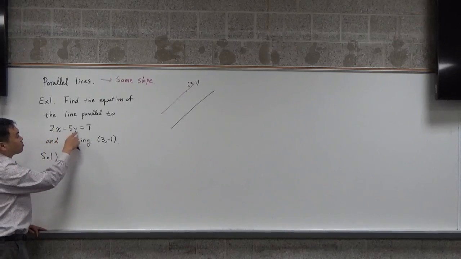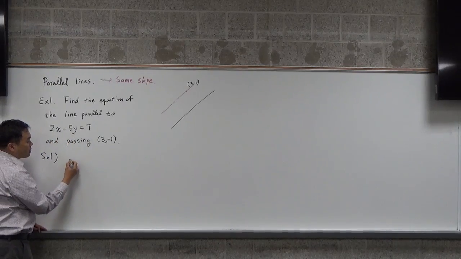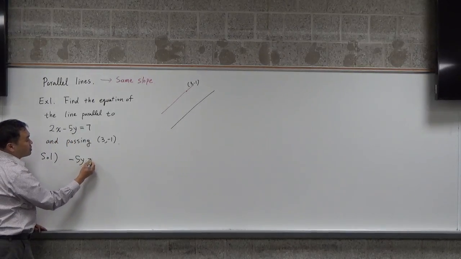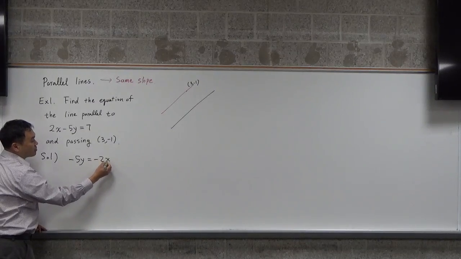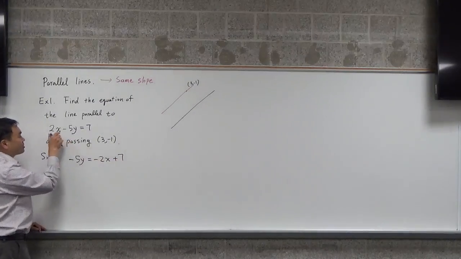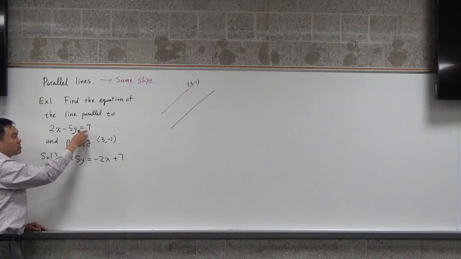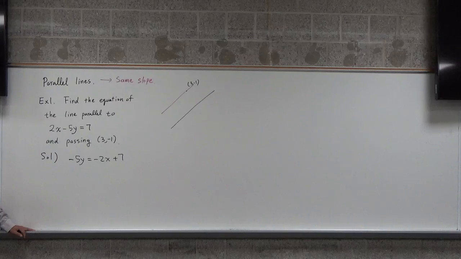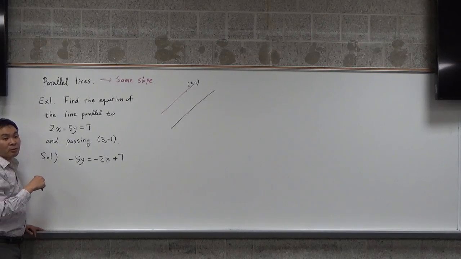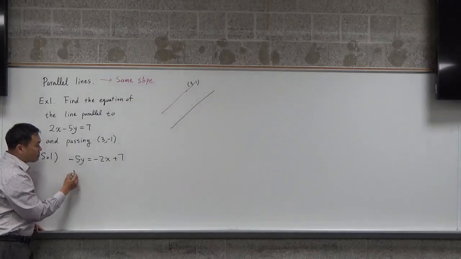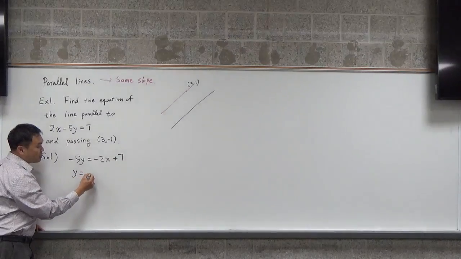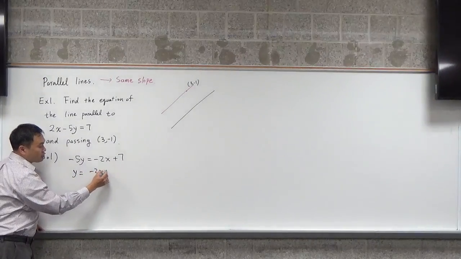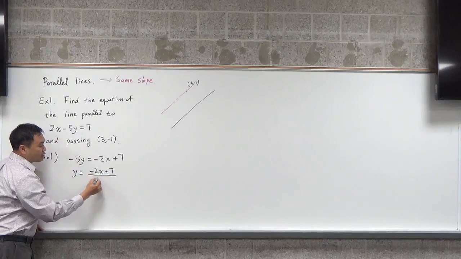So let's subtract 2x from both sides so that you get negative 5y equals negative 2x plus 7. What I did was I moved the 2x to the other side and wrote it like this. Is this okay? Now how do I solve for y? Divide by negative 5. So this will be negative 2x plus 7, divided by negative 5.